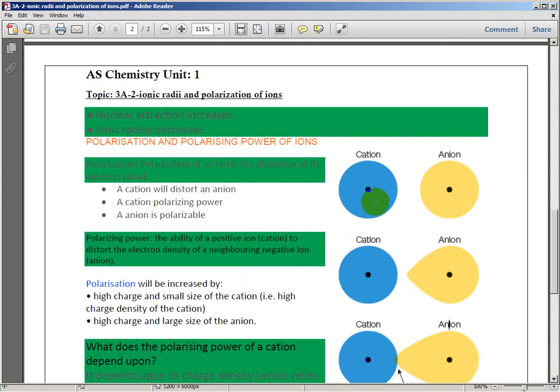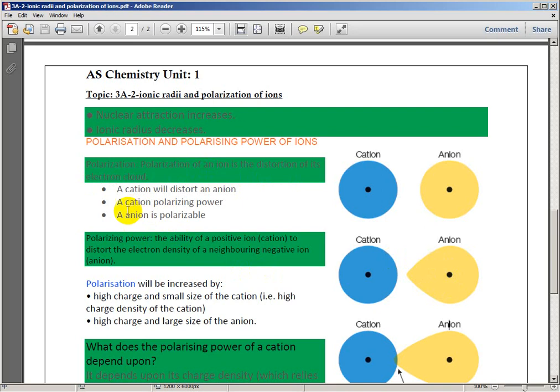So here is a cation and an anion. Now distortion occurs. The electron clouds of the cation and anion are uniform and the same, but due to the cation's nearby position, the anion's electron cloud is distorted. This is called polarization. Polarization of an ion is the distortion of its electron cloud.